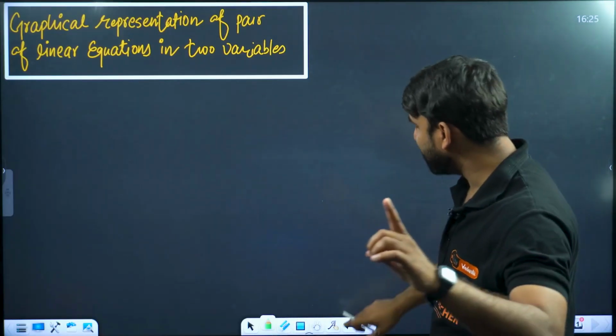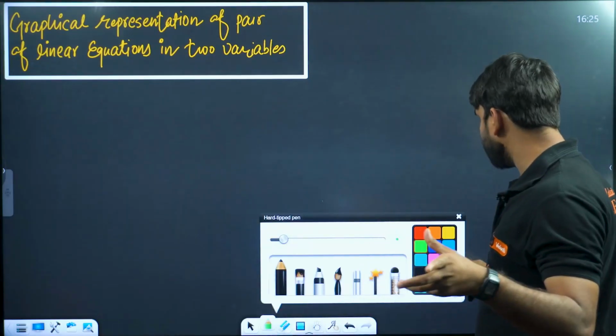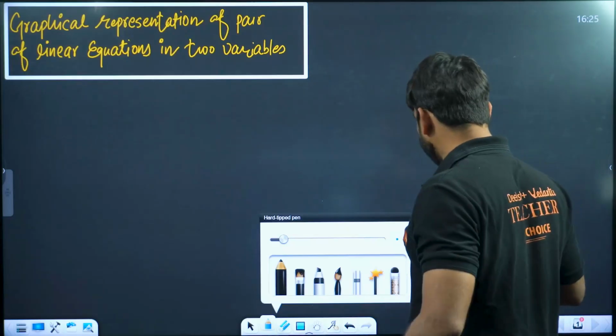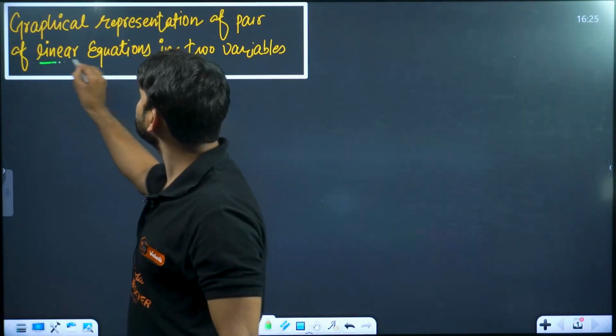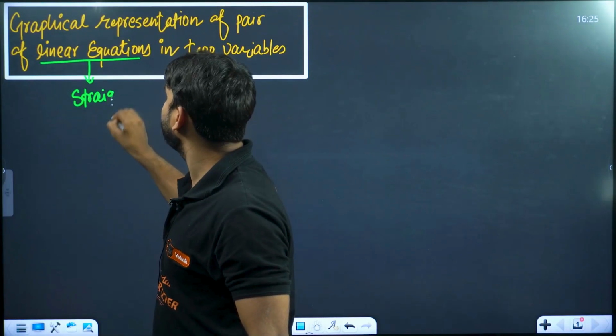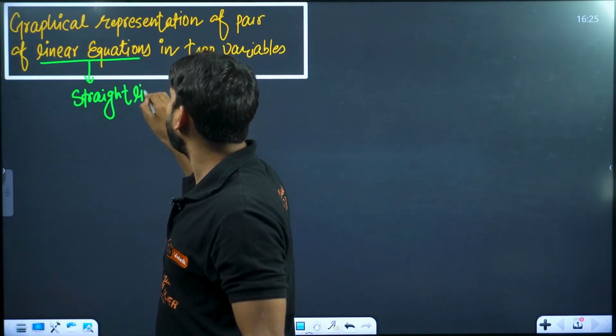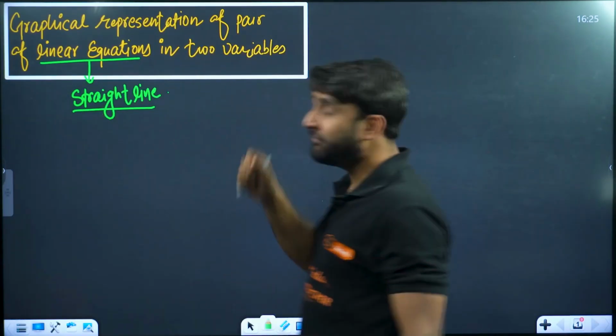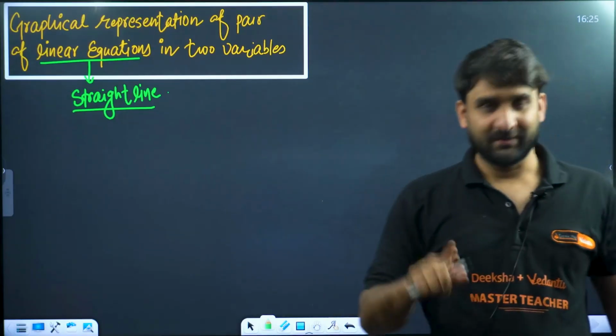First you must understand the linear equation. What is called a linear equation? Basically, a linear equation means a straight line. If you draw the graph of any linear equation, it will always give you a straight line, right?